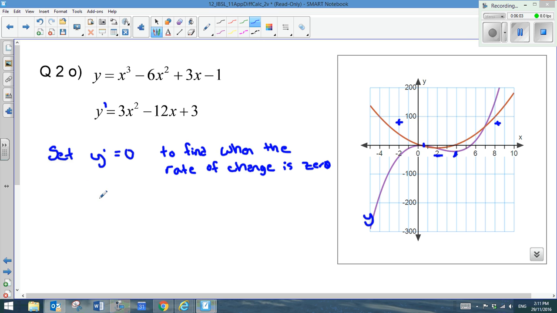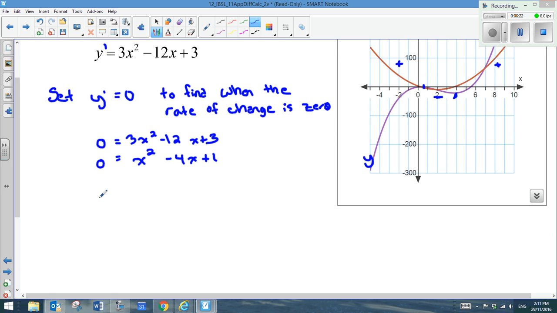So for us, that means we'll set 0 equal to this 3x squared minus 12x plus 3. We'll wind up factoring out the 3. We're dividing 3 by 3, so really we're looking at x squared minus 4x plus 1. This is not going to factorize, so then we need to consider how do we wind up solving for x. And I think it'll be pretty quick here if we go ahead and use the quadratic formula: x equals negative b, plus or minus the square root of b squared minus 4ac, and then all over 2a.